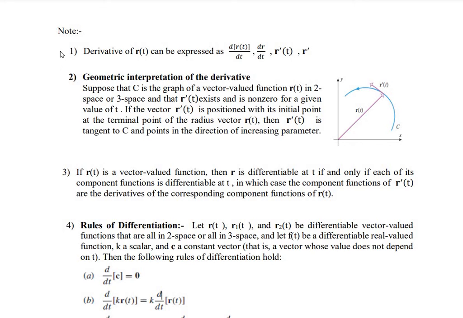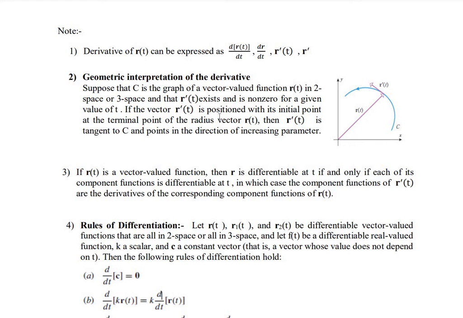There are some notations. The first one is, derivative of vector r of t can be expressed as d by dt of vector r of t, or simply dr by dt, or r dash of t, or simply r dash. The geometrical interpretation of a derivative. Suppose that C is a graph of vector valued function r of t in 2 space or 3 space, and that r dash of t exists and is non-zero for a given value of t.